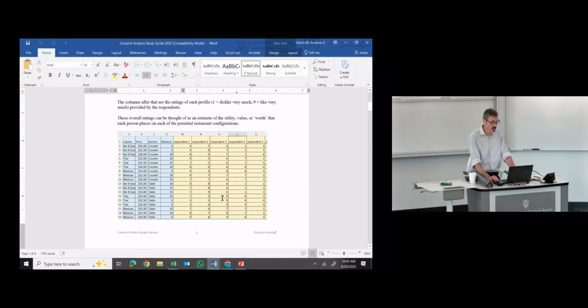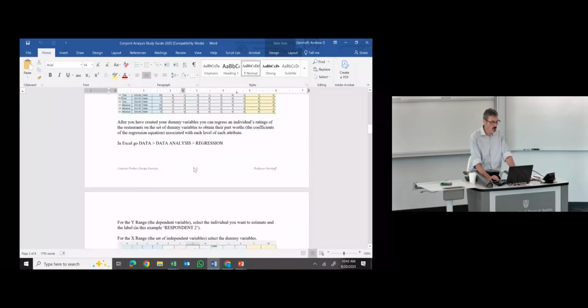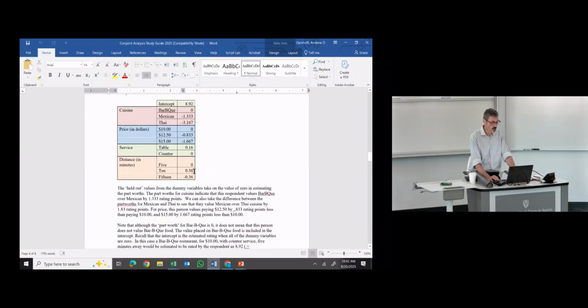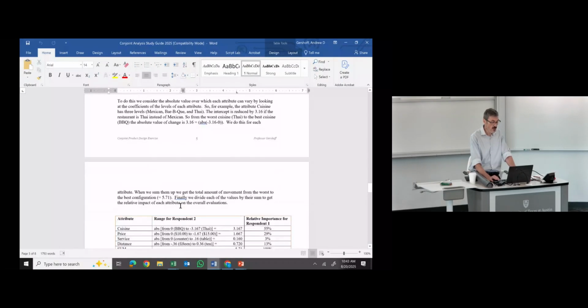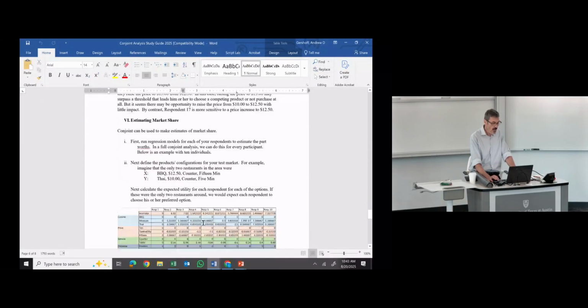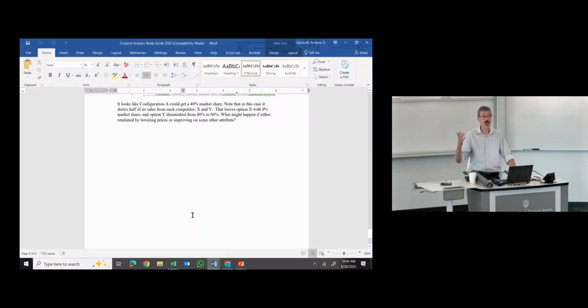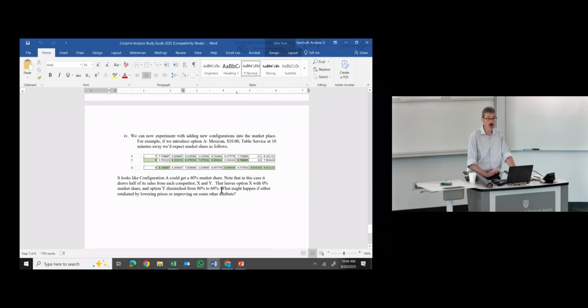Here's everything we did today. Here's the data. Here's how we use it to build the dummy codes. Here's how we do the regression and how you interpret those regressions. Here's how we find the best and worst configurations. Here's how we figure out relative importance, plot price sensitivity, and estimate market share. Everything that we did is a study guide that you can go back to and repeat. Everything is here, and this is posted and will be posted up on here. So take a break, and when you come back, next level fun stuff.